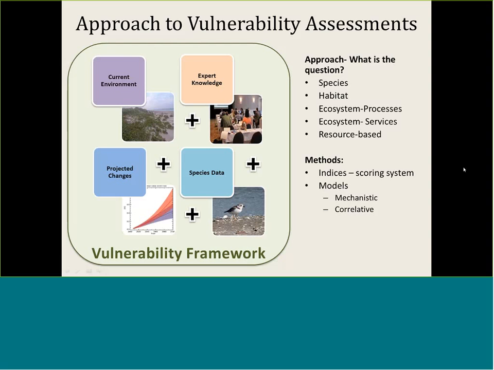Models, for example, the SLAM model, the Sea Level Affecting Marshes model, is an example of a mechanistic model where we have certain processes that we know are occurring, and we have data to input into these models and get our results. Another form of assessment is using indices. So it's basically a scoring system that will get us a relative scale ranging from low to high or very high on a vulnerability. Regardless, we need different kinds of data, current information, past information, what are the projected changes, and experts can then use this information to build the models or assign assessment values.